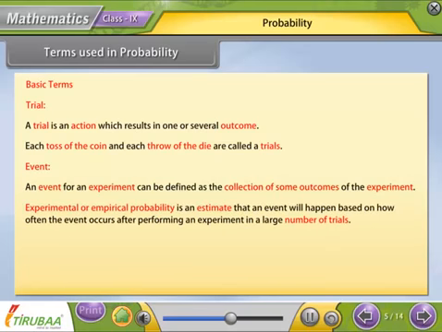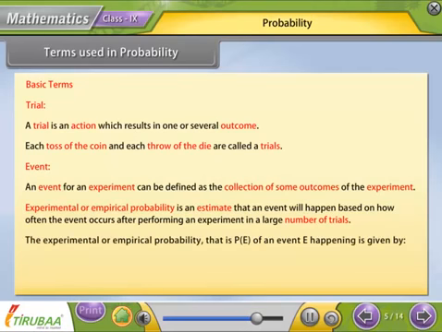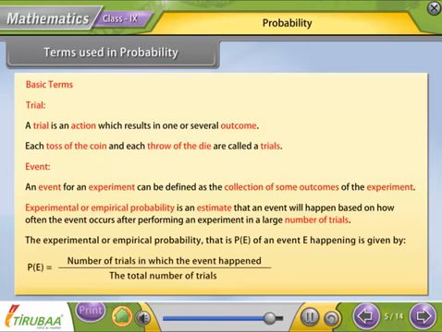Experimental or empirical probability is an estimate that an event will happen based on how often the event occurs after performing an experiment in a large number of trials. The experimental or empirical probability, that is P(E), of an event E happening, is given by P(E) equals number of trials in which the event happened upon the total number of trials.